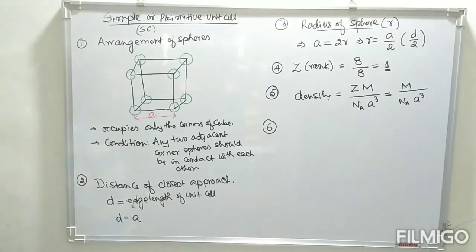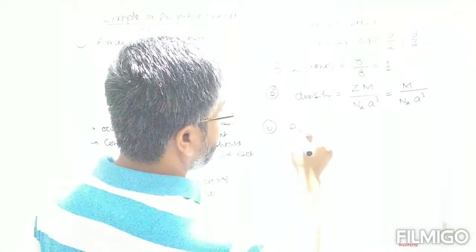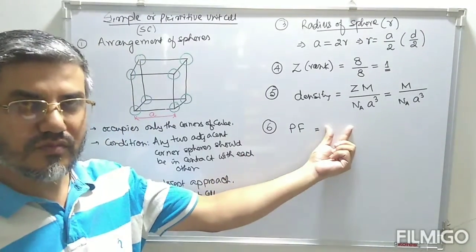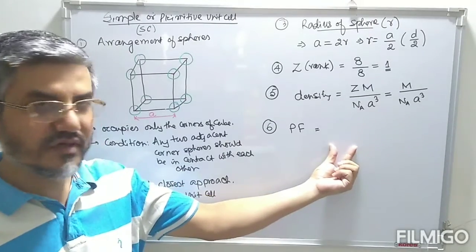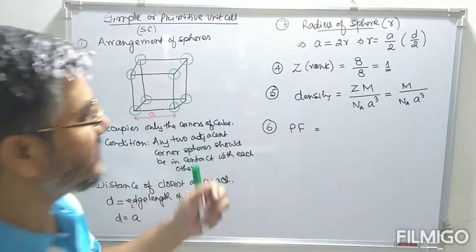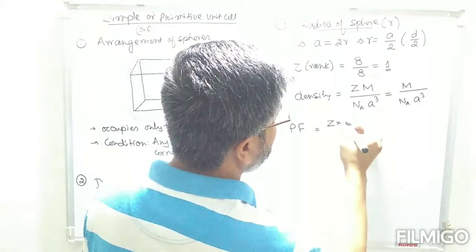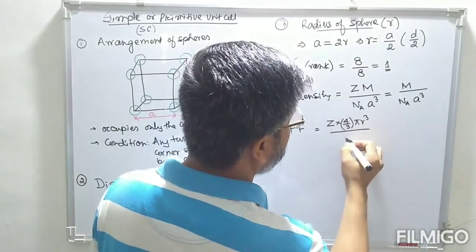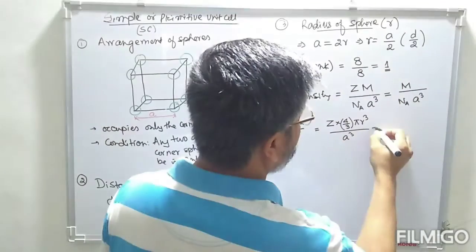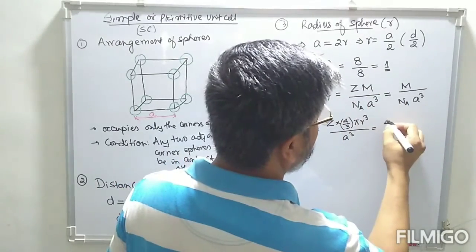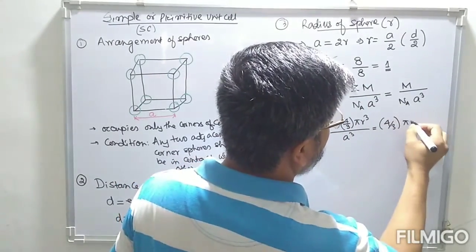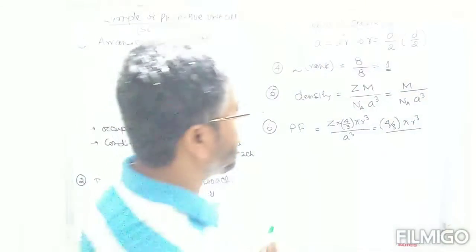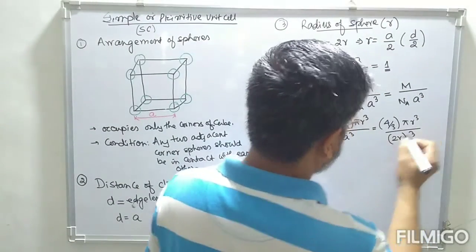Number 6, we have packing fraction. So we define this packing fraction as volume occupied by spheres divided by volume of unit cell. So volume occupied by spheres is Z into volume of a single sphere, that is 4/3 pi r cube, divided by volume of unit cell. So Z is 1, so we have 4/3 pi r cube divided by a cube. So for a simple or primitive unit cell, a is equal to twice r. So this comes out to be twice r cube.